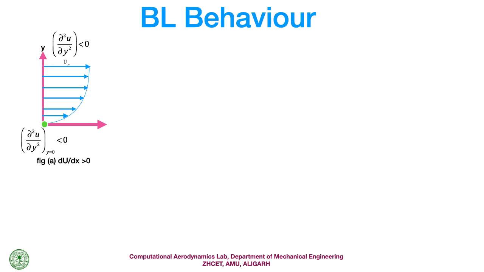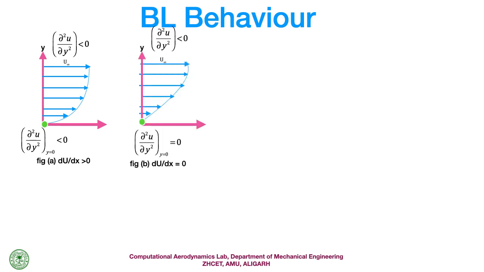So you can see that at y equal to 0, my del 2 u over del y square is less than 0, and again at the outside, that means nearly at the u infinity, the velocity profile again becomes nearly straight. The del 2 u over del y square is still negative, and the flow is always accelerating.